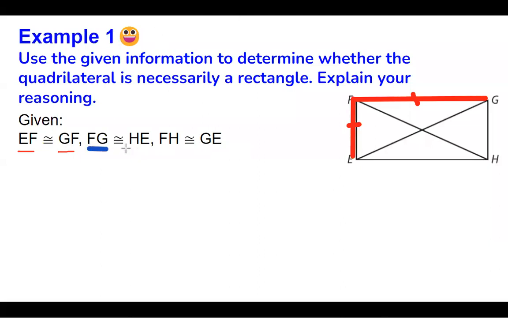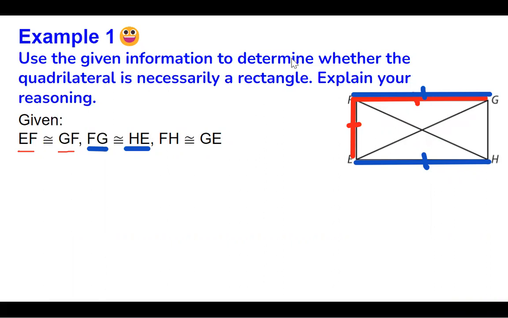What is this? FG and HE. So F. All right. Now, what do we see here? Square. A square so far. Okay. Now let me see. F, H, and GE.